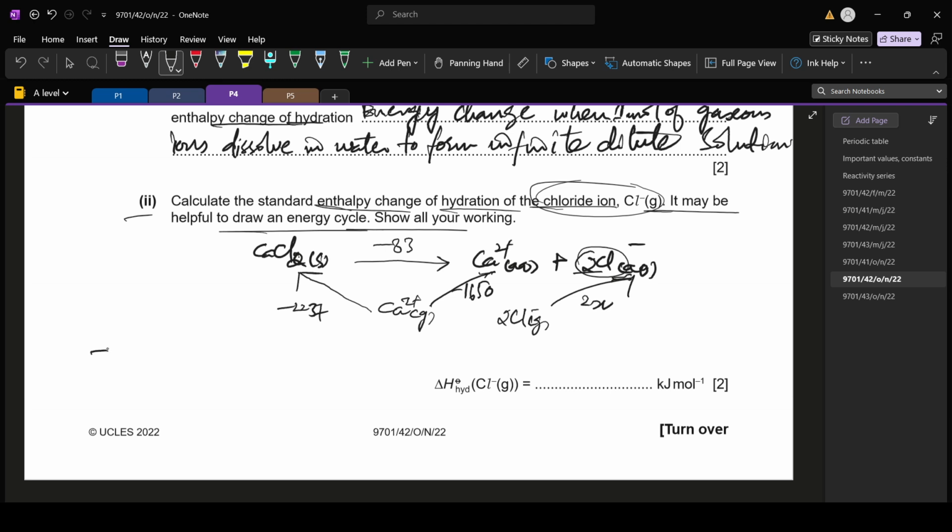So let's construct the equation. Negative 2237 plus negative 83 is equal to negative 1650 plus 2x. So x is going to be negative 335. Okay, 335. So this is the hydration enthalpy of chloride ions.